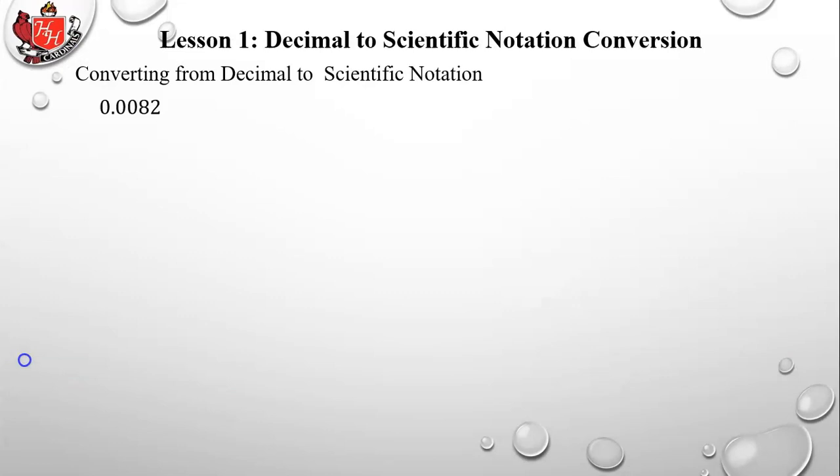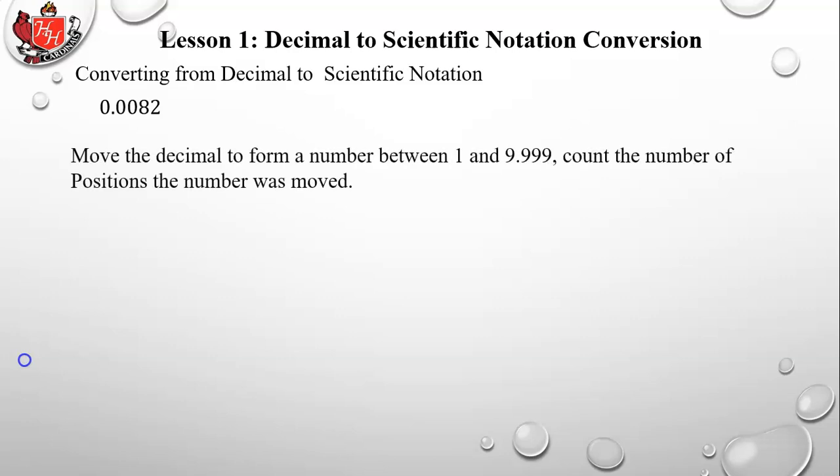Okay, converting from decimal to scientific notation. Okay, so here's another example. Now you notice this is a number less than 1, but it's a positive number. So what we're going to do is move the decimal to form a number between 1 and 9.999, count the number of positions the decimal was moved. So you moved it over in between the 8 and the 2. That's a number between 1 and 9.999.